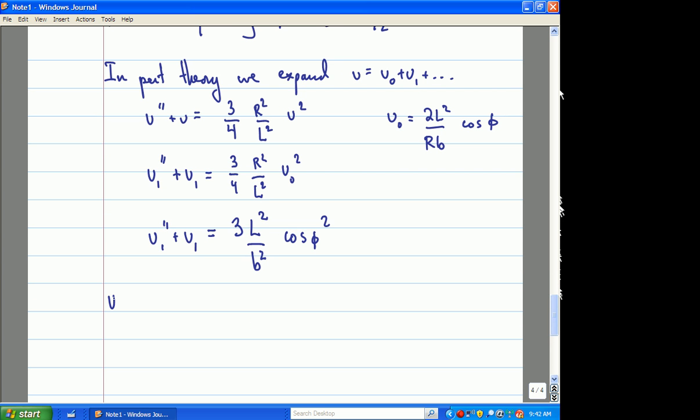So the solution to this equation says that u1 is the integral d phi prime of the source term, cosine squared of phi prime, times the Green's function for the simple harmonic oscillator, which is sine of phi minus phi prime. And there's that coefficient out front, 3L squared over B squared. And this is integrated from minus pi over 2, which is the start of the trajectory where r goes to infinity, up to phi.